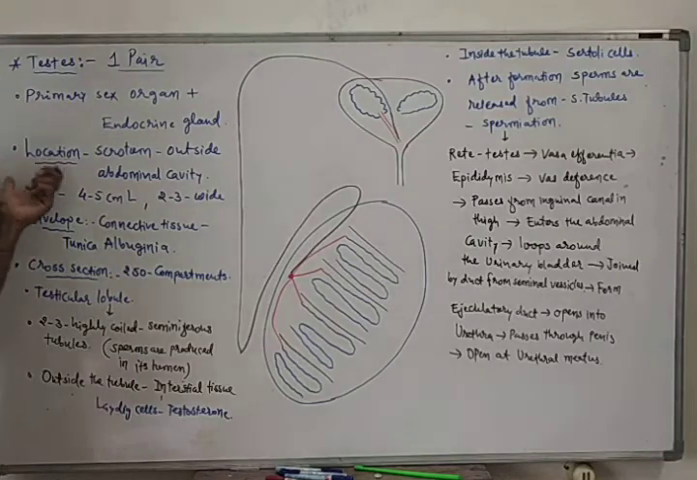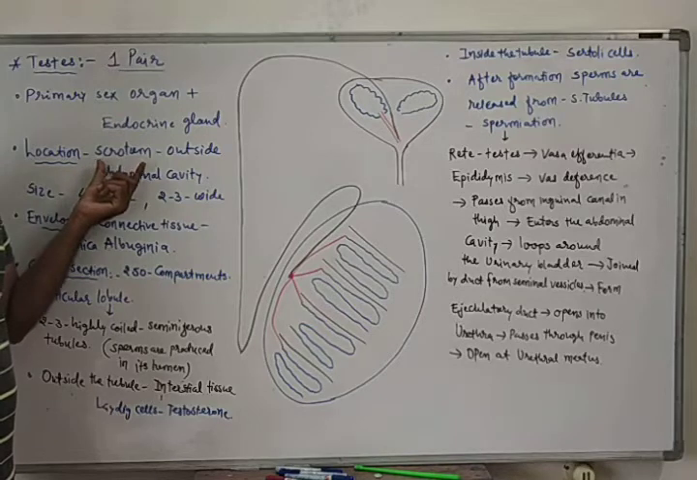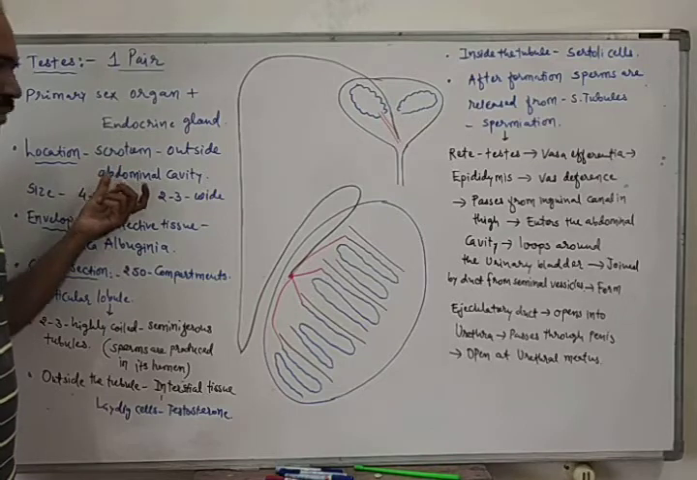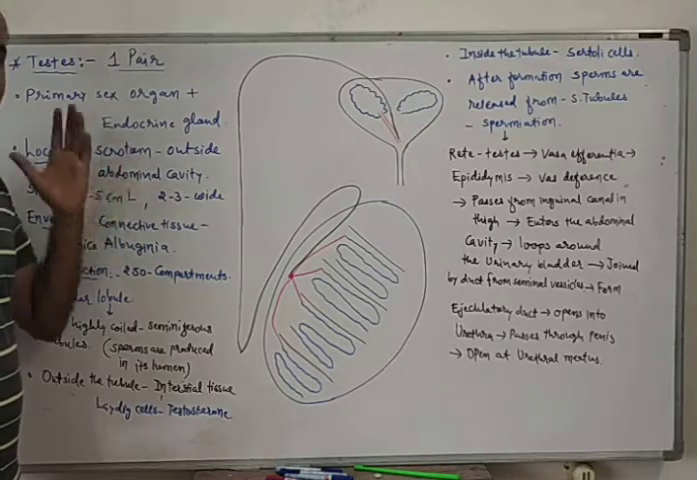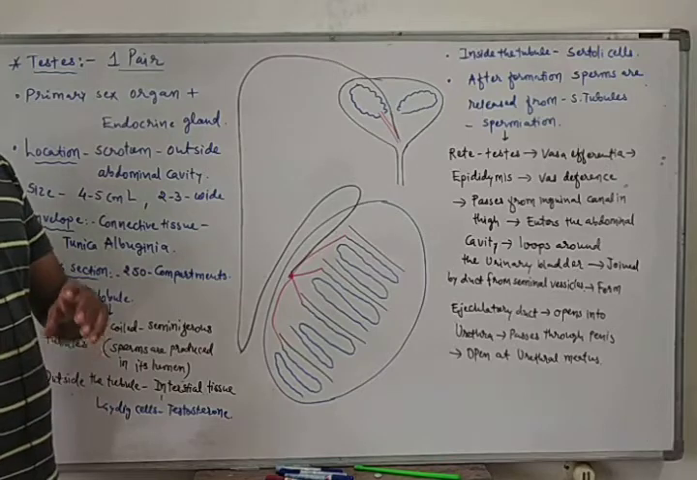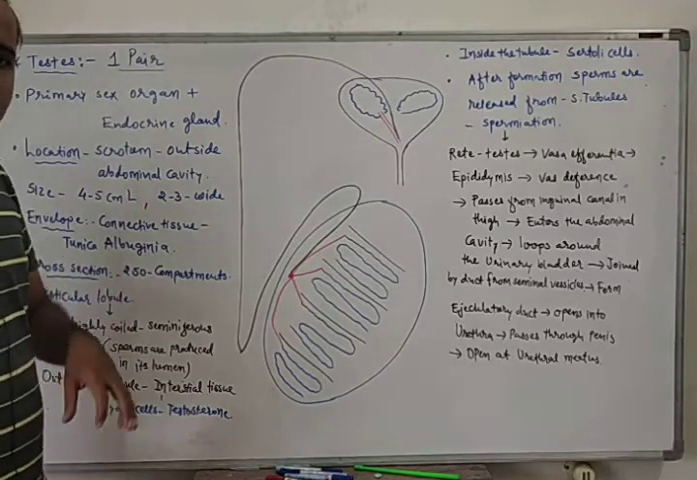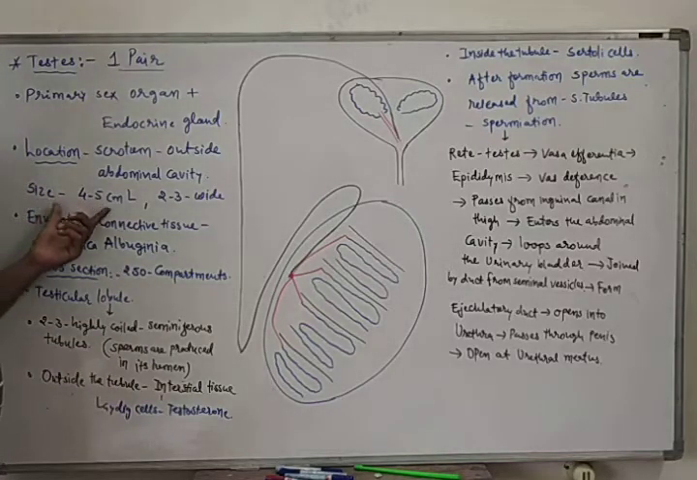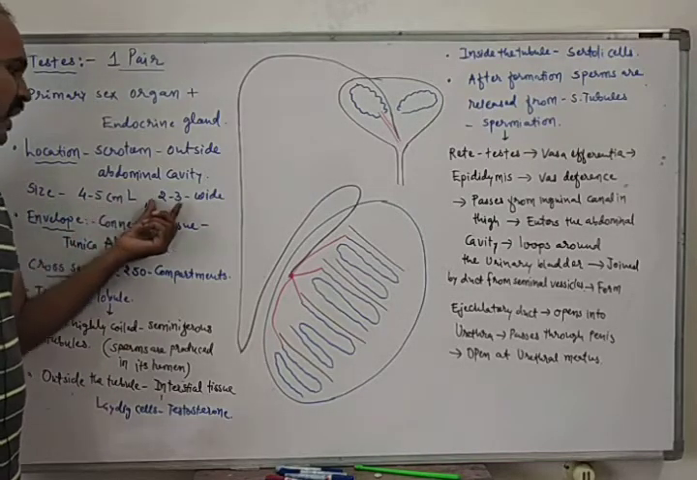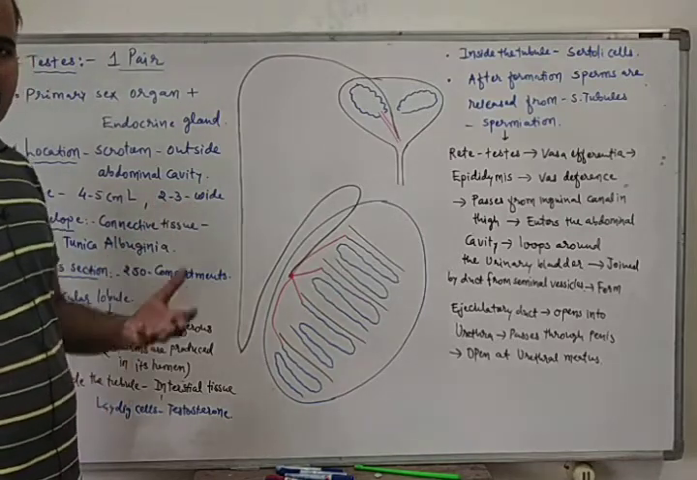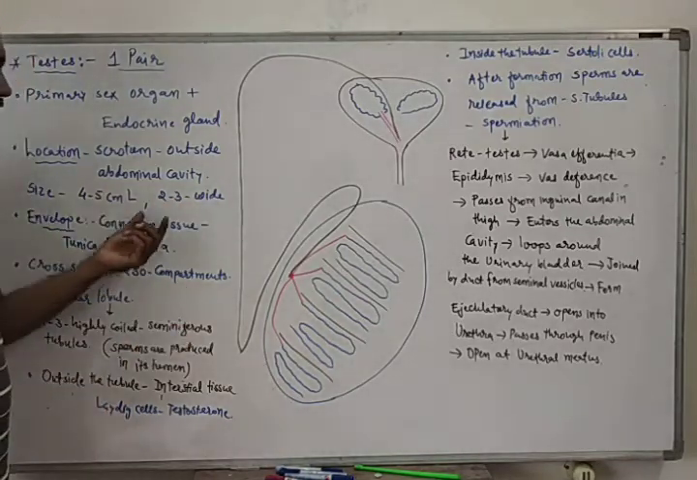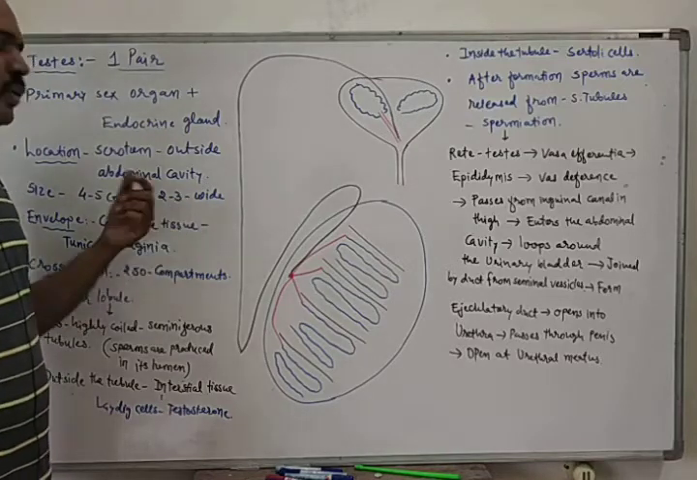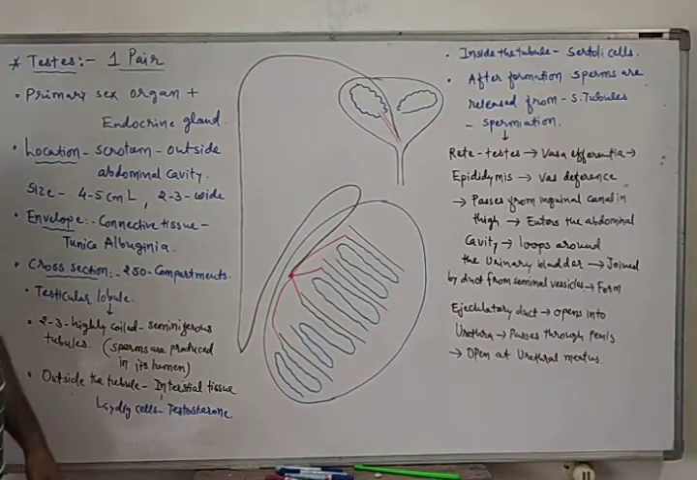What is the location of the testis? Testis is located in the scrotum. Scrotum is a sac or scrotal sac, which is present outside of the abdominal cavity. Testes are 4 to 5 centimeter long and 2 to 3 centimeter wide.